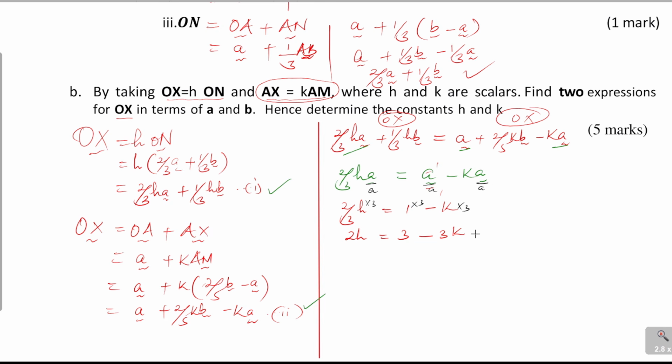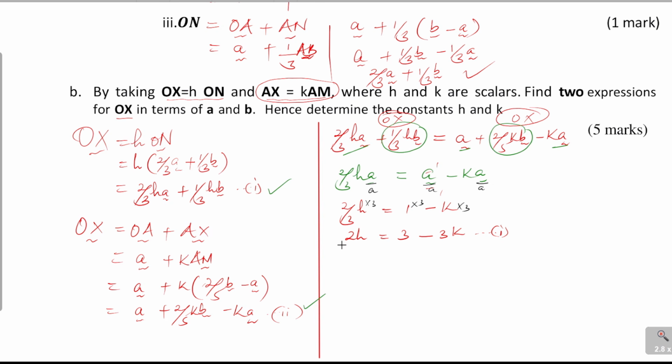3 minus 3k. So I can leave that on at that point. We shall come back to that. That is the first equation. Then the next one. Now check the terms that are containing vector B and equate them.